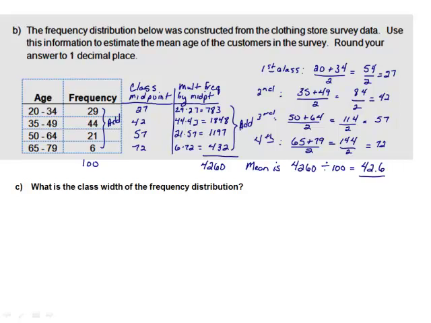Now the last question in this problem is just what is the class width of the frequency distribution? Again, all we have to do is look at the difference between two consecutive lower class limits. So for example, from the first class to the second class, if we're looking at the lower class limits for each one, we've got 20 and 35. So from 20 to 35 is 15, and that means our class width is 15.